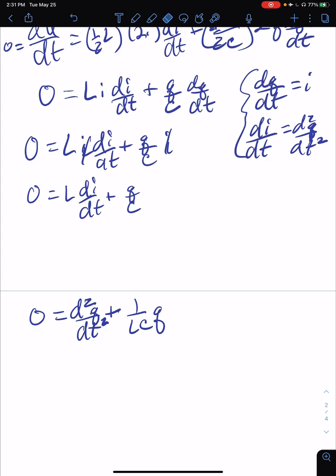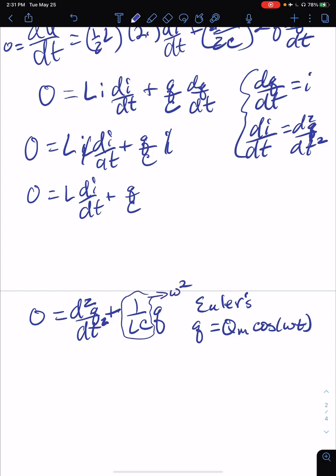So that means we can use Euler's method, the same way we did this for springs. We can model this. q is then going to be, I guess we could think of that as the maximum q times cosine of omega t, where this stuff right here is our omega squared.